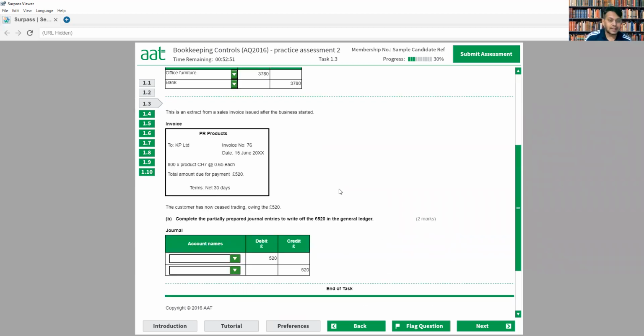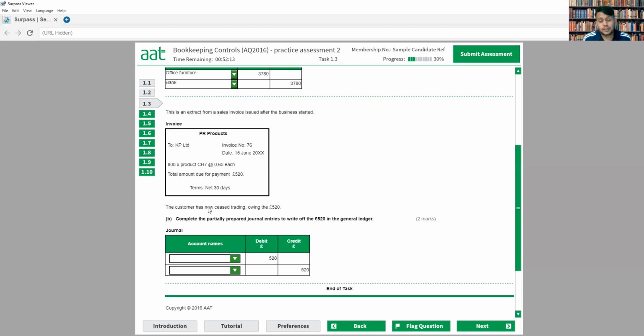The next one we have here, this is an extract from the sales invoice issue after the business is started. Okay, invoice PR product to KP Limited. So we have invoice number and this and that, total amount 520. The terms is 30 days. Okay, the customer has now ceased trading owing 520. Remember that if the question said that the customer ceased the trading, cease means the customer dissolved the business, the customer shut down the business, the customer closed the business.